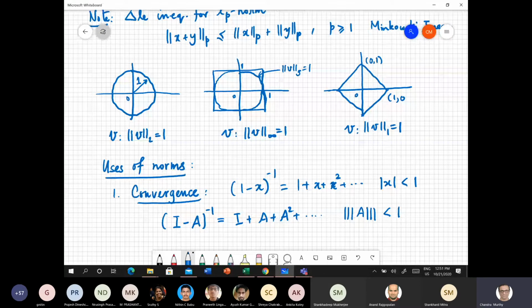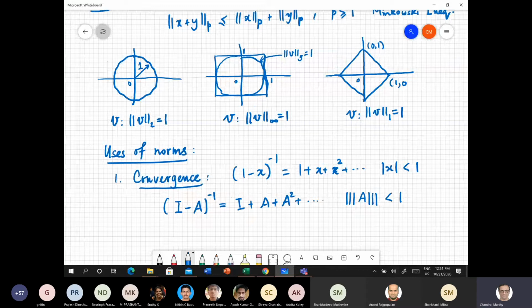And the other use is, if you know that the magnitude of x is less than 1, you can actually bound how big the rest of the series will be. And in turn, you can determine how many terms you need to use in the summation in order to get a sufficiently accurate estimate of 1 minus x inverse. And similarly, the norm of A will tell us how many terms I need to include in this series in order to get a sufficiently accurate representation of I minus A inverse.